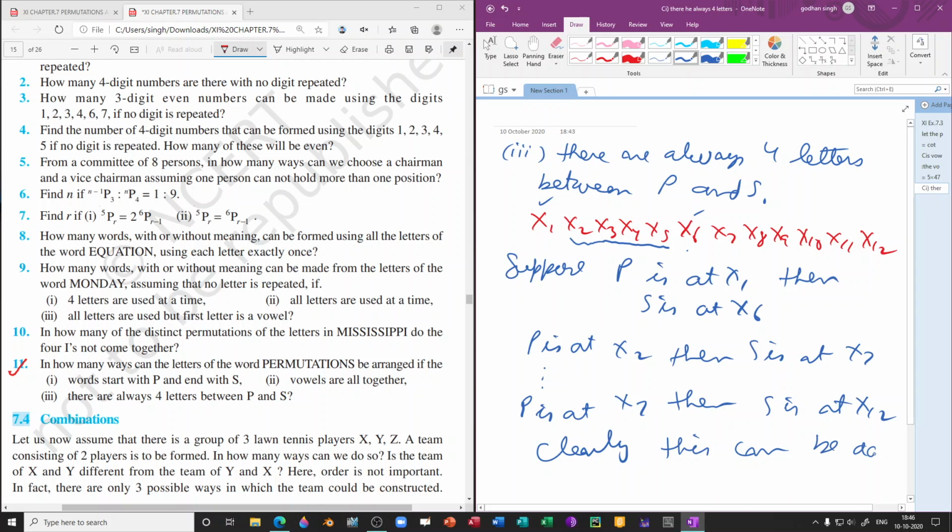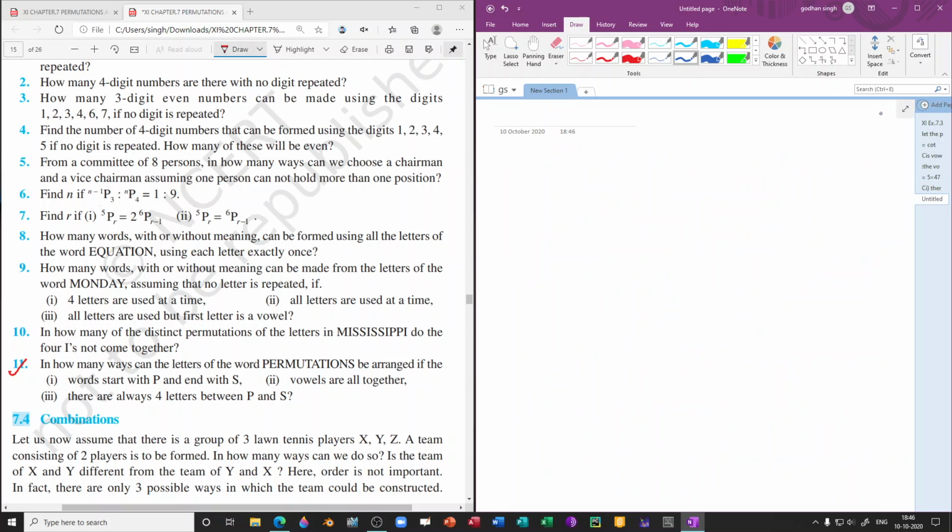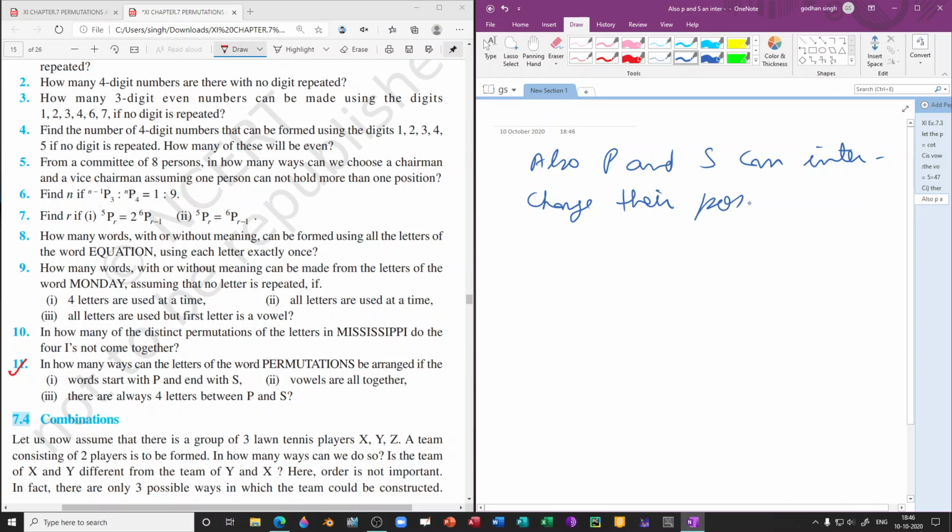Can be done in 7 ways. But it is possible that instead of P, S is at X1, that is, P and S can interchange. Also, P and S can interchange their position in 2 ways.